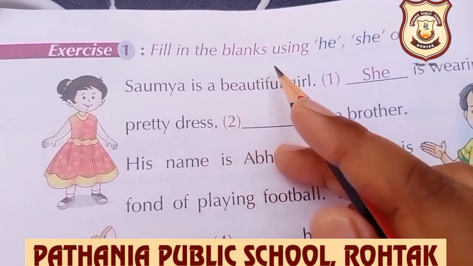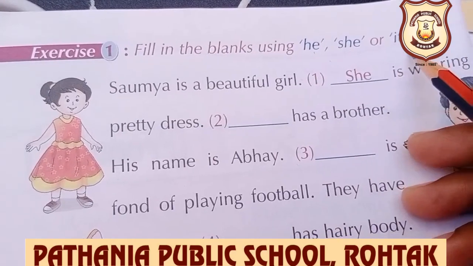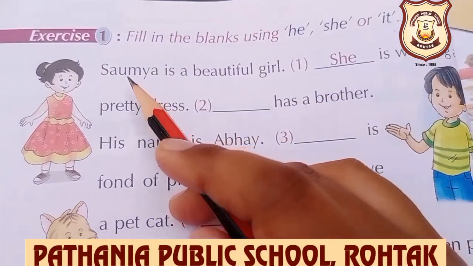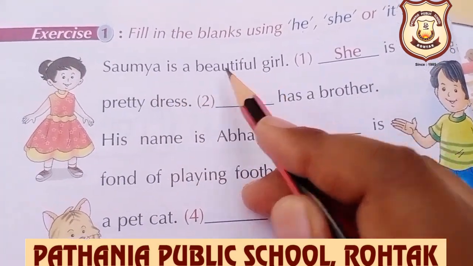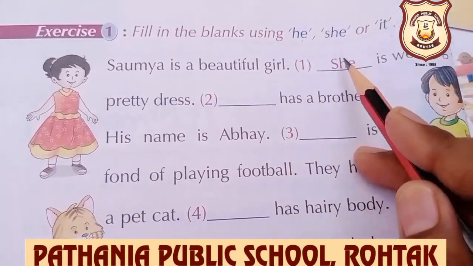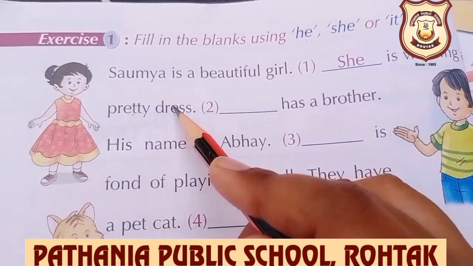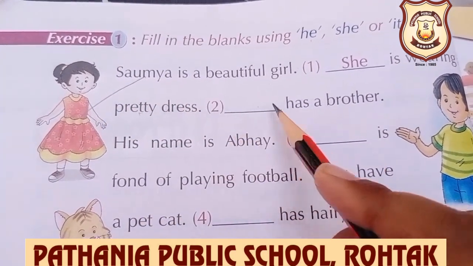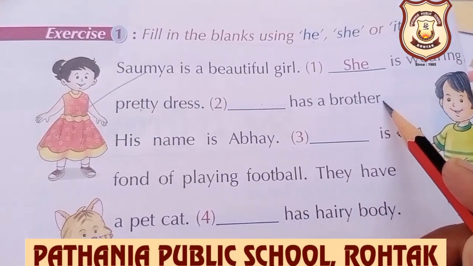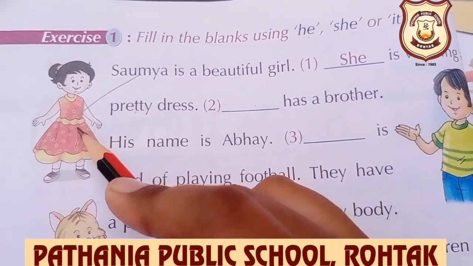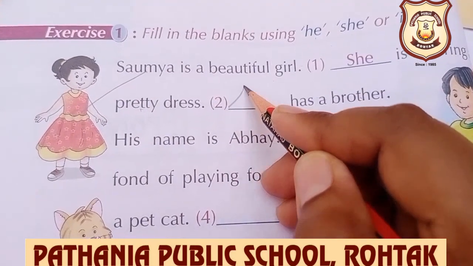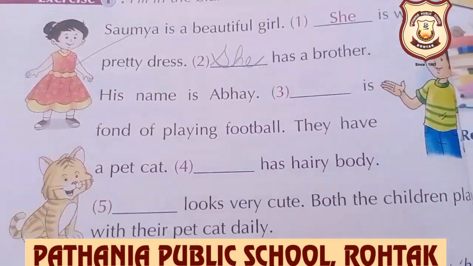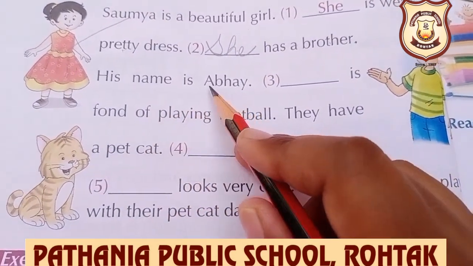Exercise 1. Fill in the blanks using he, she or it. Read it properly. Soumya is a beautiful girl. She is wearing a pretty dress. Who? Soumya. Dash has a brother. Who has a brother? She. Soumya का भाई है. So we will write here she. She has a brother. His name is Abhay.